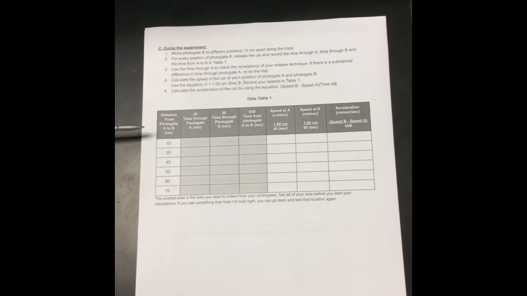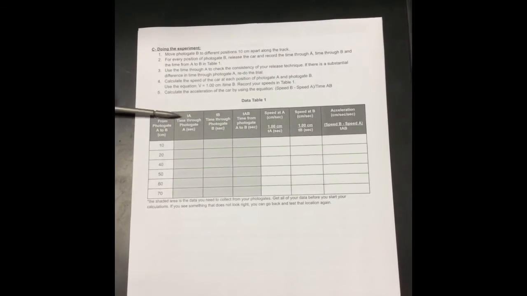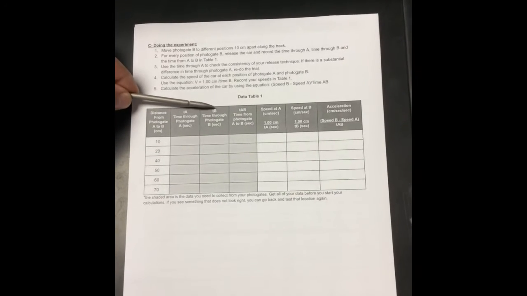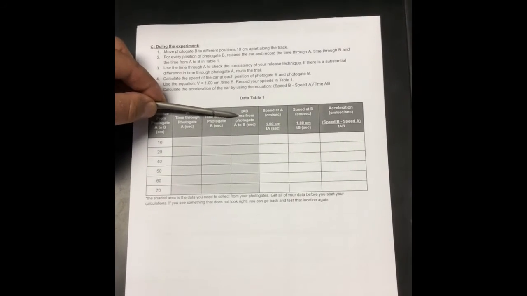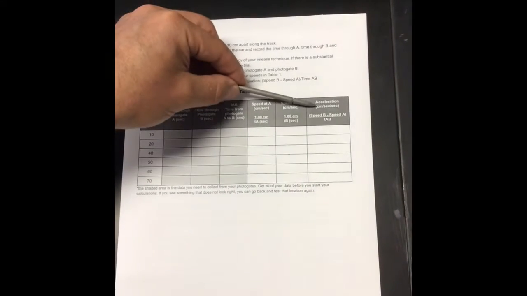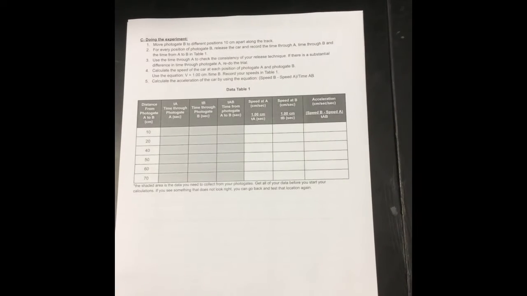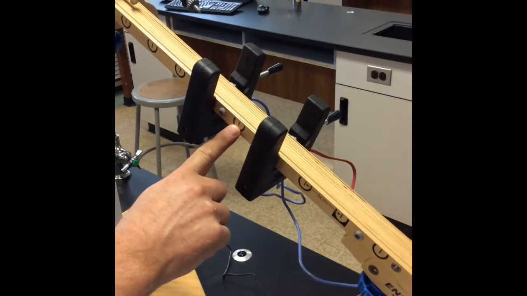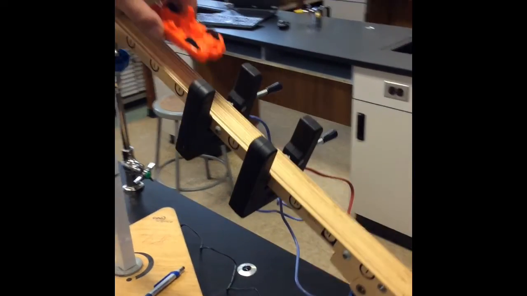Let's get to the data table. All right, as you can see, we're going to have time through A, time through B, and then time from A to B. And this will help us calculate the acceleration of the car. So first is going to be a distance between the photo gates of 10 centimeters, and you can see that that is our distance using the markers on the track itself.